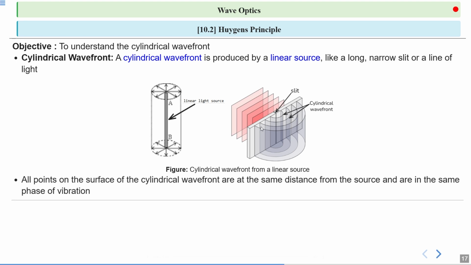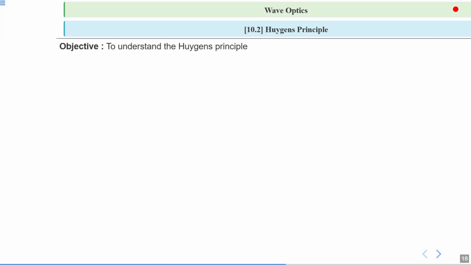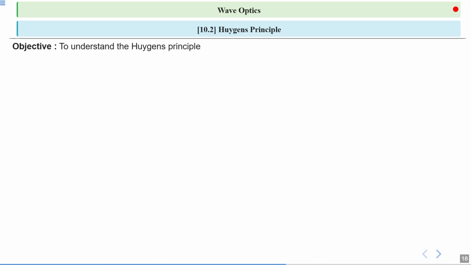So finally it's important to note that all points on the surface of the cylindrical wavefront are equidistant from the source and share the same phase of vibration. This uniformity in phase is crucial for applications like interference and diffraction, where wavefront coherence plays a significant role. Here our objective is to grasp the fundamental concept behind Huygens principle, which helps us understand wave behavior in various mediums.